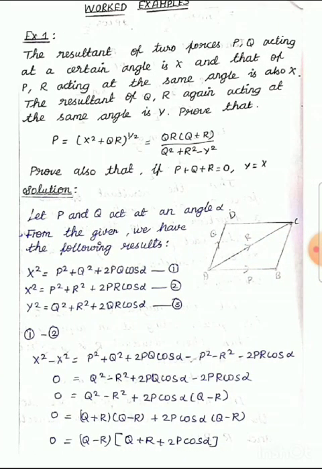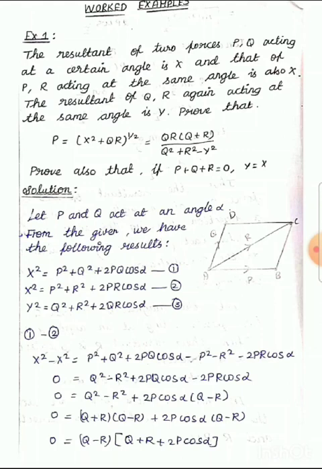In this lecture, we are going to discuss one example for Unit 1. The example: the resultant of two forces P and Q acting at a certain angle is x, and that of P and R acting at the same angle is also x. The resultant of Q and R, again acting at the same angle, is y.